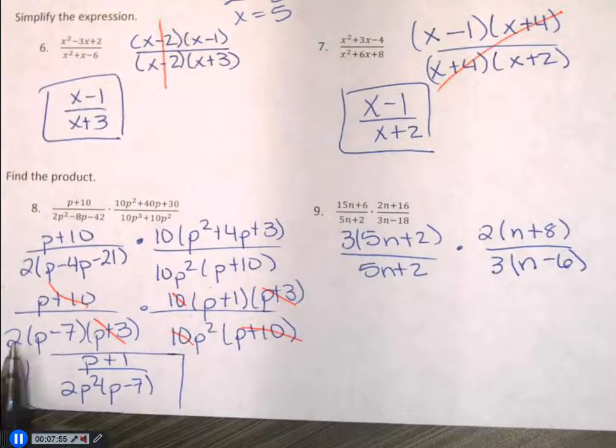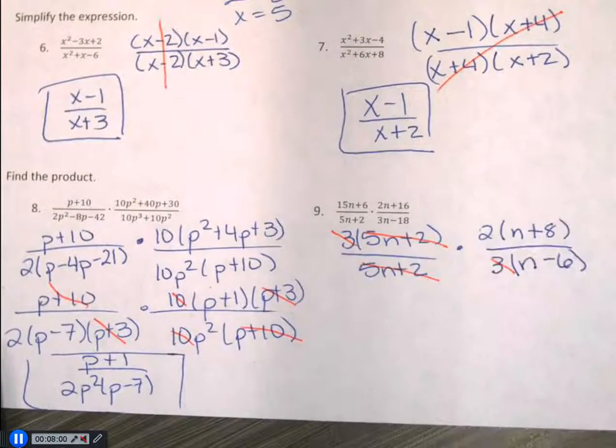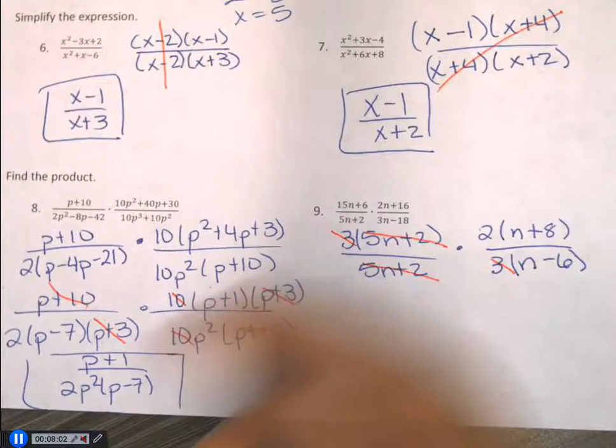Okay. Then I look for what I can cancel out. I have a 5n plus 2 on top and bottom. I have a 3 on the top and bottom, and then I'm just left with 2n plus 8 and n minus 6.